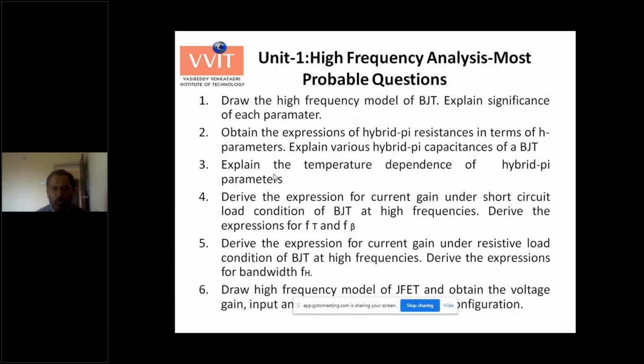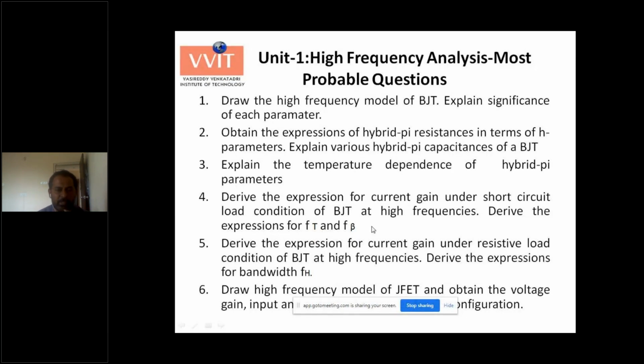Sometimes you may be asked to explain the temperature dependence, or what is the dependence of hybrid pi parameters on collector current as well as VCE. So this is one more topic, and then you may be asked to analyze transistor high frequencies by keeping the load short circuited. In the process, you need to give the importance of these two important parameters corresponding to any transistor, f beta and fT. fT is popularly known as the unity gain bandwidth product. It may be given in the specification sheet. And then you have to extend this analysis by keeping a resistive load.